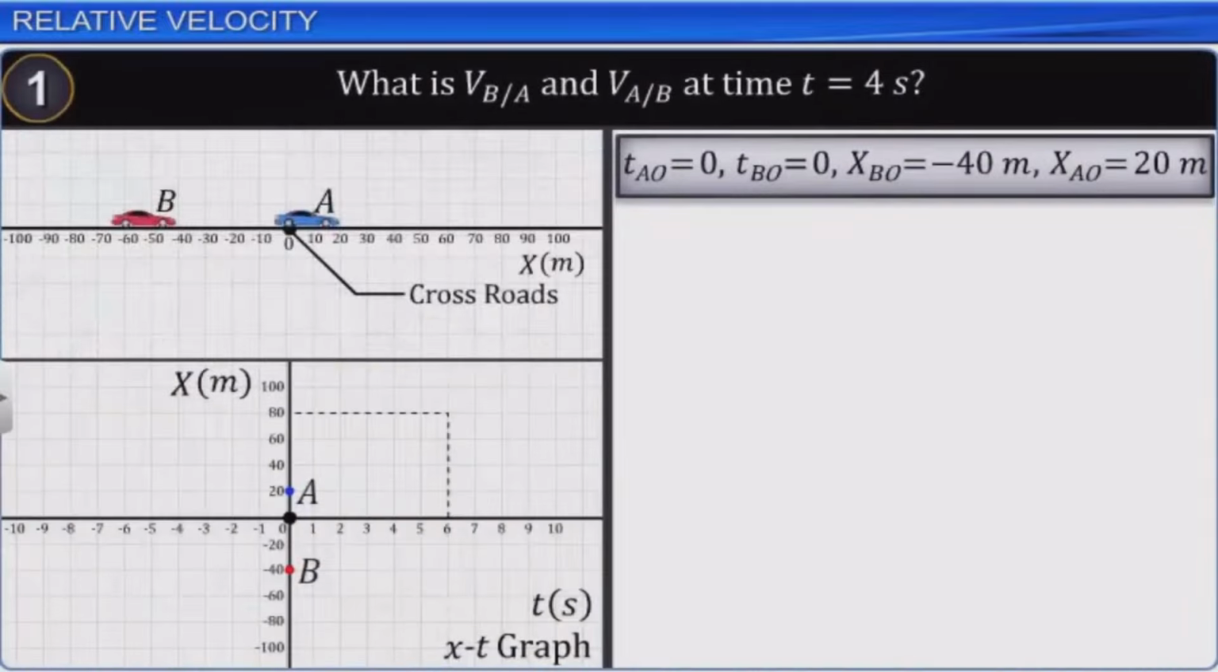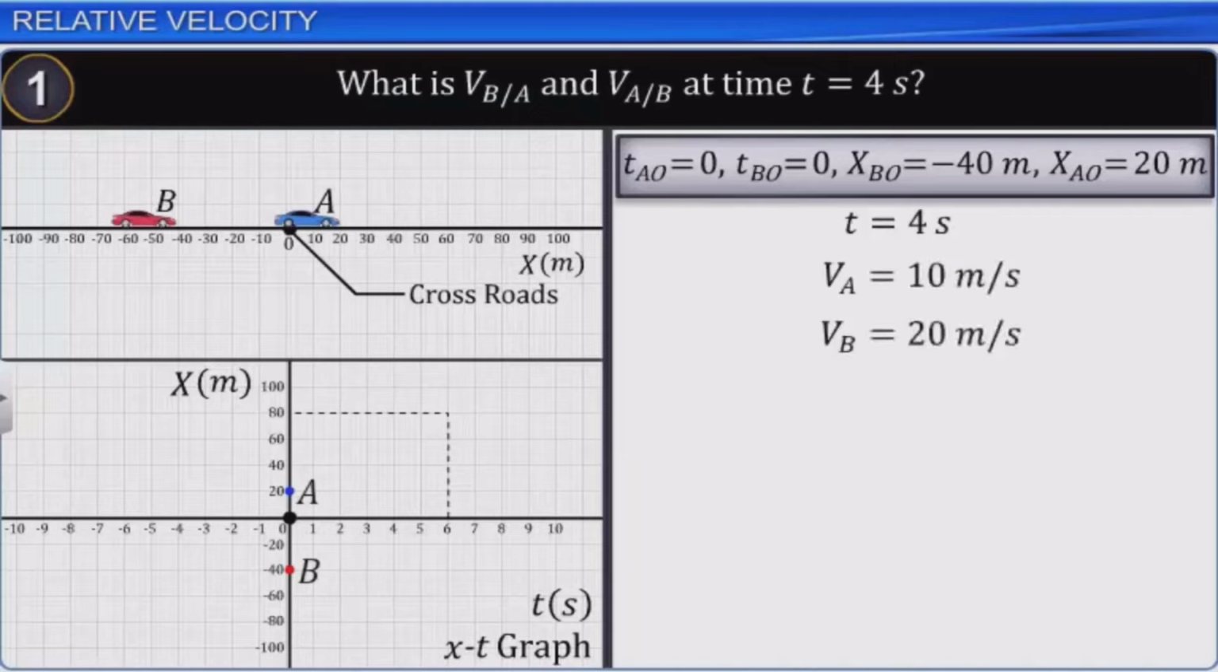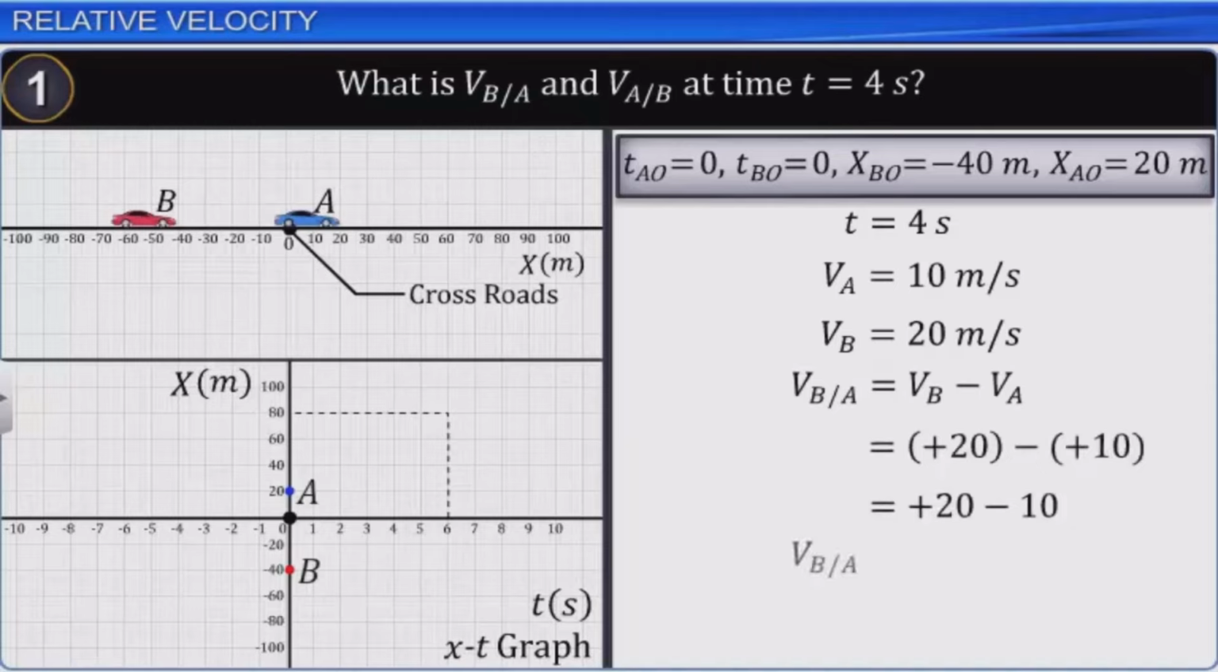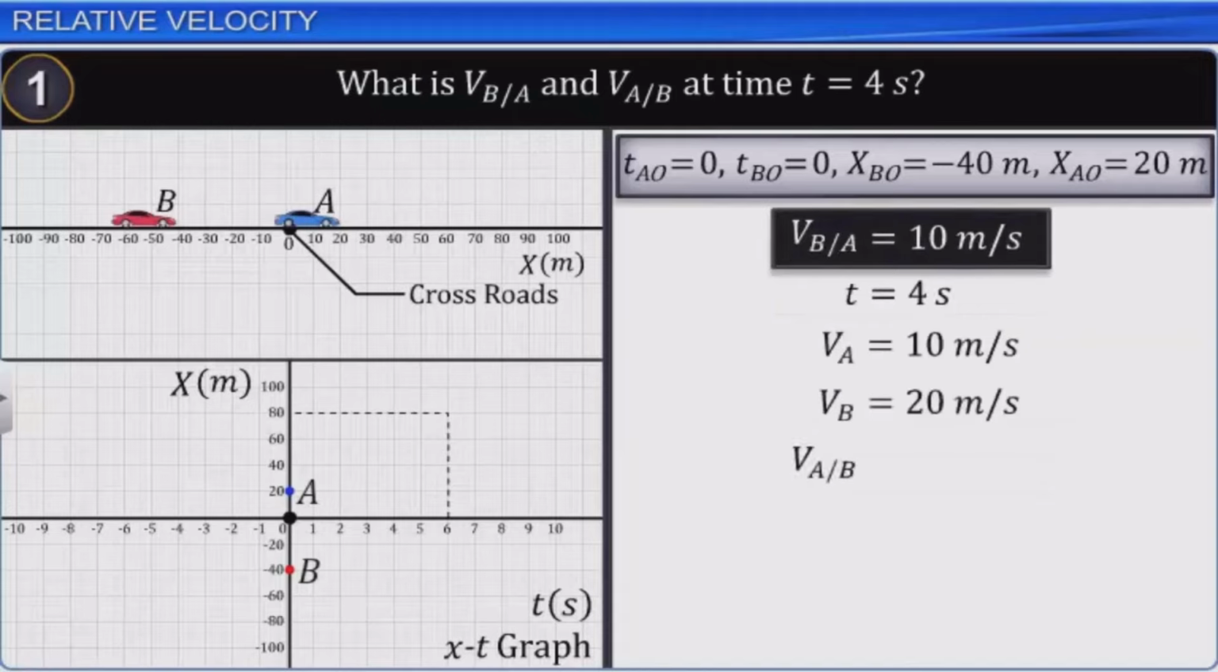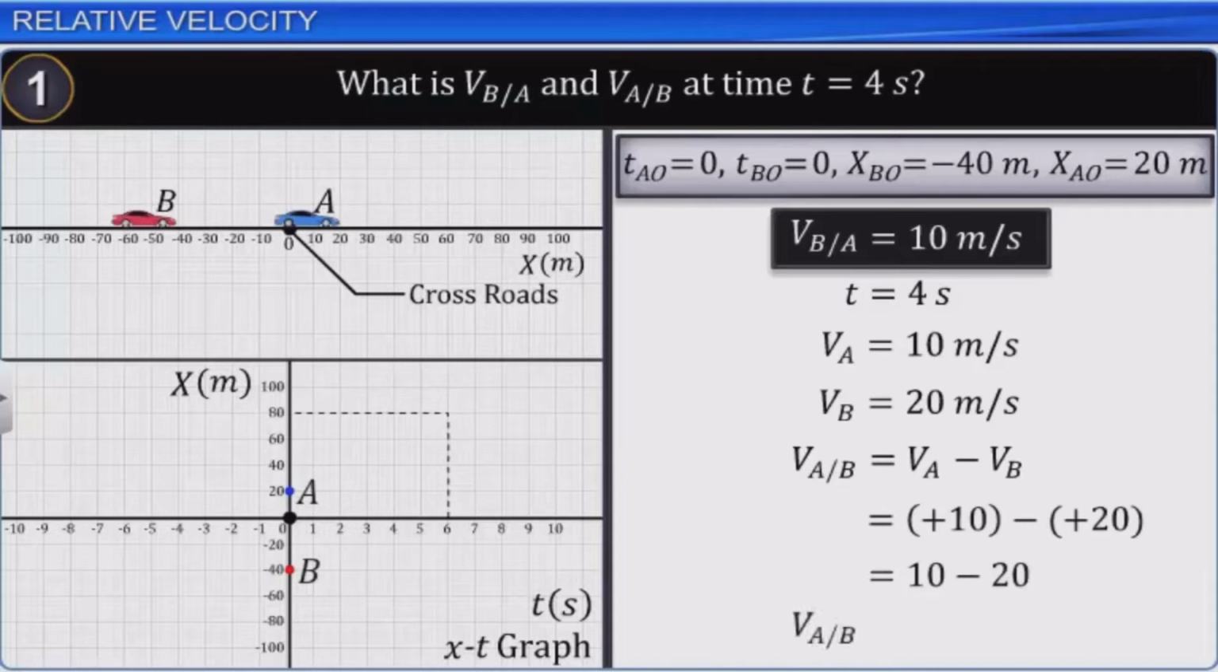As A and B are moving with different uniform velocities, the values of t, VA and VB are 4 seconds, 10 meter per second and 20 meter per second respectively. Here, VB by A is equal to VB minus VA. On substituting and simplifying, we get VB by A equal to plus 10 meter per second. Calculating the value of VA by B, it is equal to VA minus VB. On substituting and simplifying, we get VA by B equal to minus 10 meter per second.